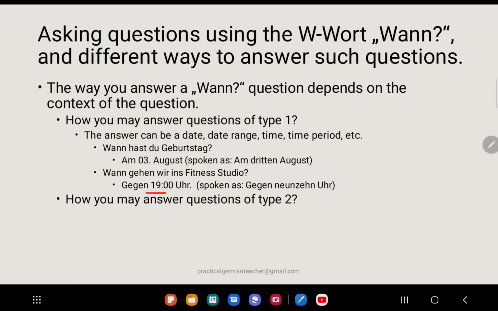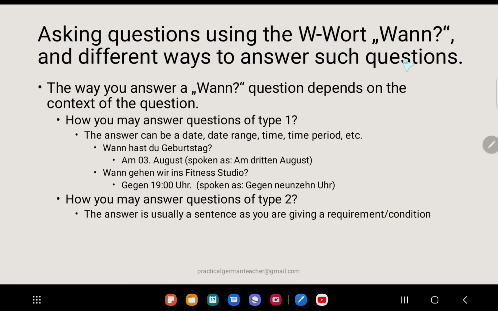Then the other example can be, Wann beginnt der Studio? Gegen 19 Uhr. So when you say 19 Uhr, it will be exactly at 7 p.m. But if you say gegen, it's around. Okay. How is this spoken? Gegen 19 Uhr. So you can say gegen 19, but it's better if you add the word Uhr as well. Then how you may answer questions of type 2.